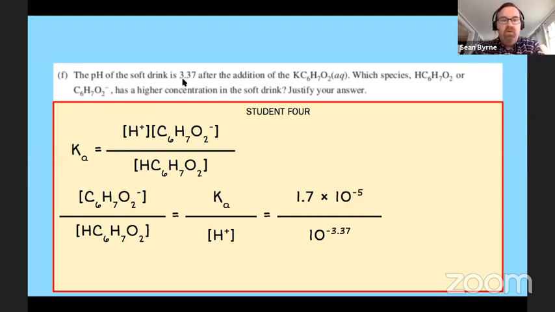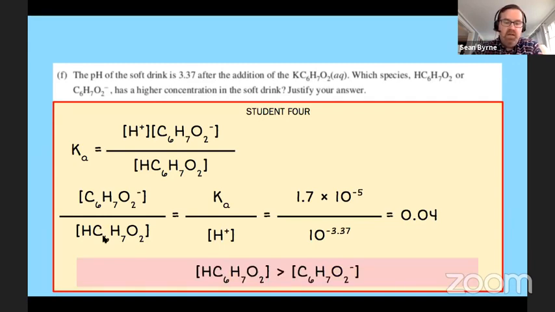We know the pH, and so from the pH we can calculate what the proton concentration is, we can calculate out this number and we get 0.04 as our answer. And because an answer of 1 would tell us that this ratio is a 1-to-1 ratio, as this number gets lower than 1 and closer to 0, we know that the concentration of the conjugate base goes down, the concentration of the acid goes up. And so our conclusion here is that our concentration of the acid is much more than our concentration of the conjugate base.